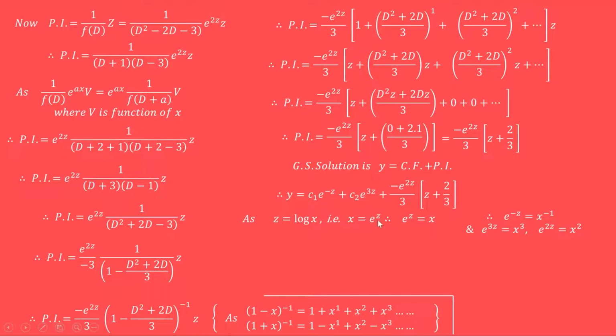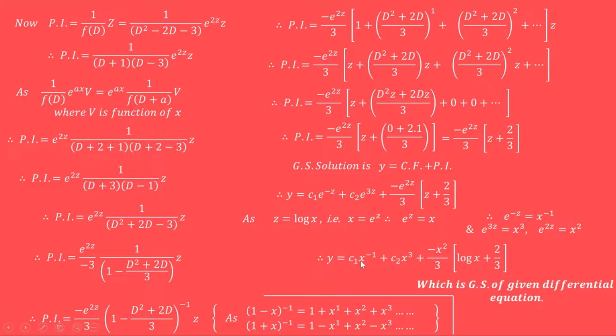Now put all those values of e raised to z, e raised to minus z, e raised to 3z, e raised to 2z here. So we get y is equal to c1 x raised to minus 1 plus c2 x raised to 3 plus minus of x square upon 3 into log of x, because z is log of x, plus 2 by 3. Now observe that this is a relation between x, y and constants. So this is the general solution of the given homogeneous linear differential equation 1. That is the solution of that differential equation.